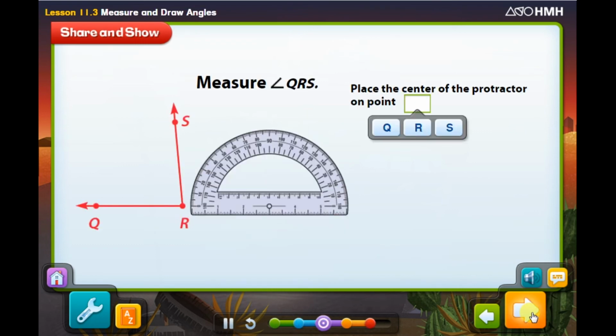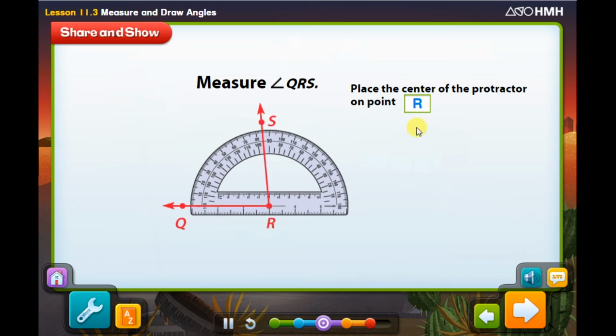Find the measure of angle QRS. In order to find this angle, where should you place the center of the protractor? What is the center of the angle? It is R. So the vertex of the angle is R. This means I should put the center of the protractor on the center of the angle, the vertex of the angle, which is R. Good job! You should place the center of the protractor on point R.